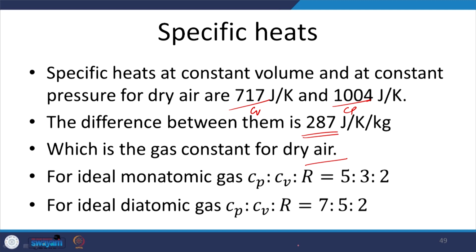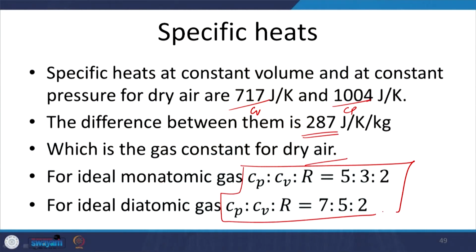So, we know the values of specific heats at constant volume and constant pressure. If you take an ideal monatomic gas, the ratio of specific heats Cp, Cv and R is 5:3:2, and the ratio of Cp to Cv to R for an ideal diatomic gas will be 7:5:2. These numbers are very important, so you should remember them. You will use these numbers many times in numericals and various exercises.